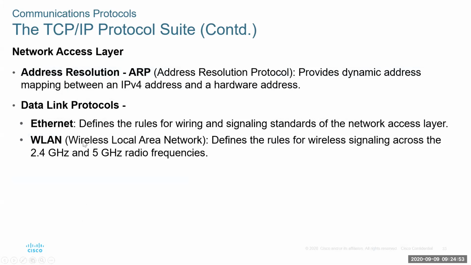Typically we use Ethernet today. This is for all your wired signaling at the access layer. So your 10, 100, 1000, 10,000 that you have today in terms of transfer speed. And then your wireless LAN. This is going to be all your wireless networks that you guys are familiar with now. This is basically all the wireless signaling that can go between 2.4 gigahertz and 5 gigahertz radio frequencies.